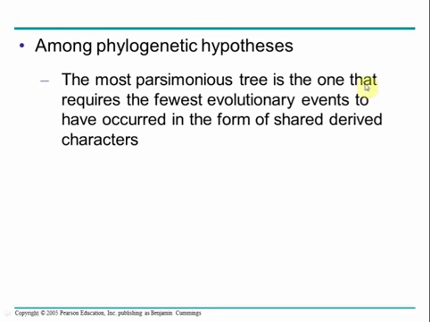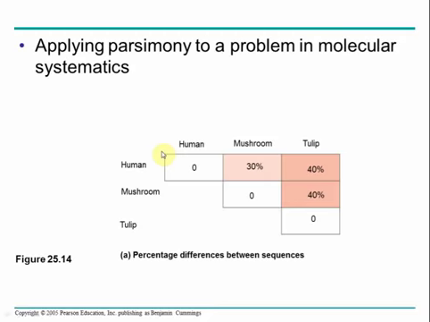The most parsimonious tree is the one that requires the fewest evolutionary events to have occurred in the form of shared derived characteristics or in the form of differences. Now, parsimonious means the simplest or most logical. So the simplest or most logical is the one that requires the least number of events or changes to have occurred for it to exist.